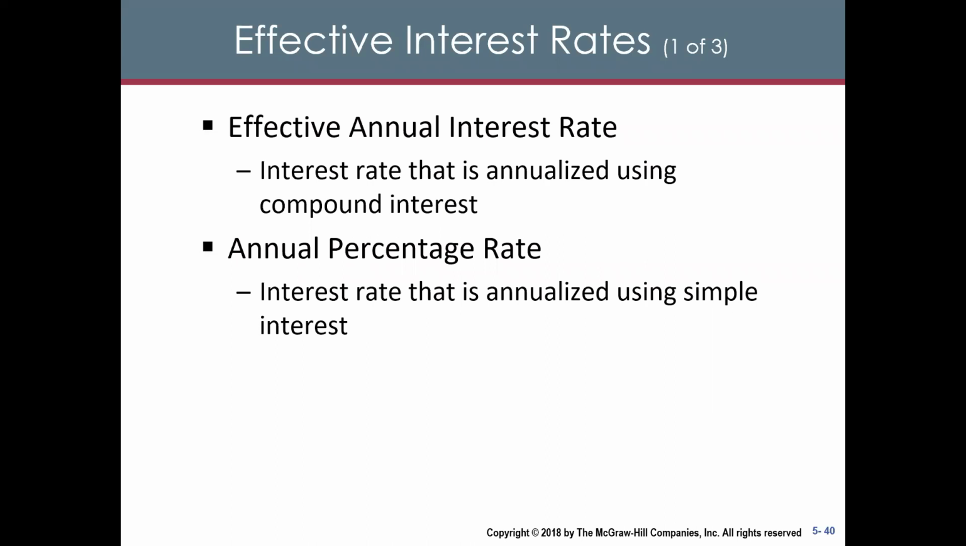And then there's also annual percentage rate, which is the interest rate that's annualized in simple interest. So you are not earning interest on the previously earned interest. You are only earning interest on the principal you have. If you go to a bank and apply for a credit card, you usually see the annual percentage rate, or they call it APR for short. So that interest rate you are getting is the simple interest. It's not compounding, so it's lower than the effective annual interest rate.